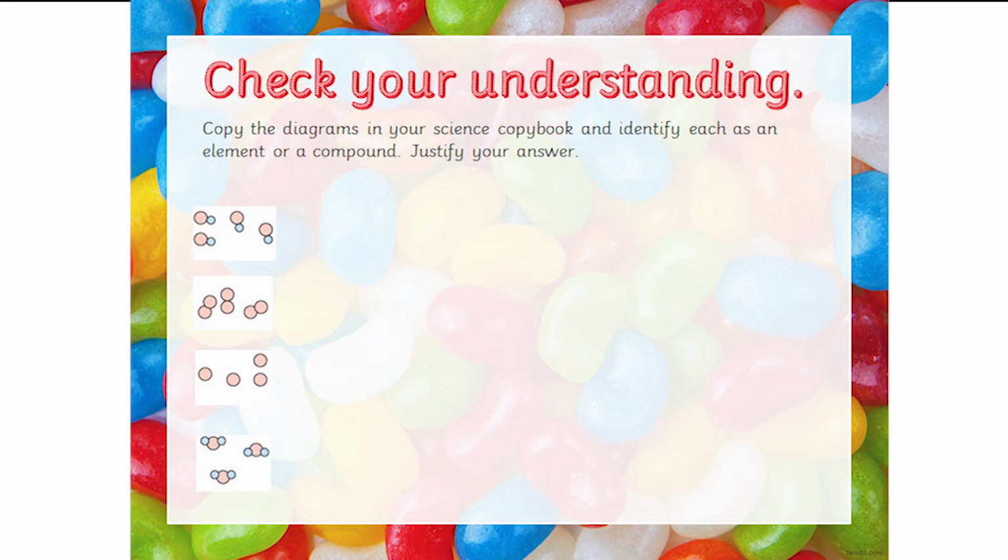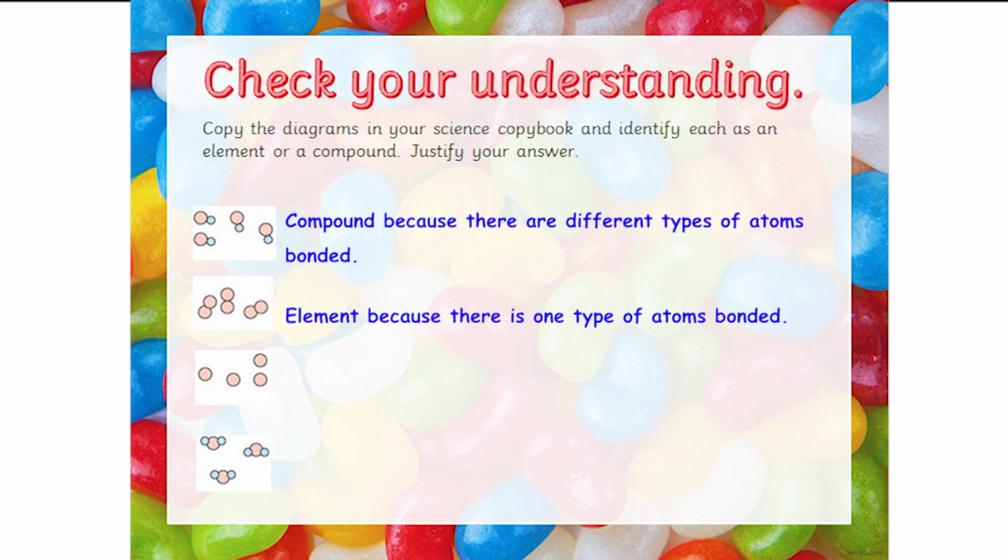Are these atoms identical in the first picture? No, they are formed from different types of atoms bonded. Accordingly, it's a compound. Are atoms alike in the second picture? Yes, they are. If I pick up one particle, it's formed from two identical atoms joined together, and then it's an element.